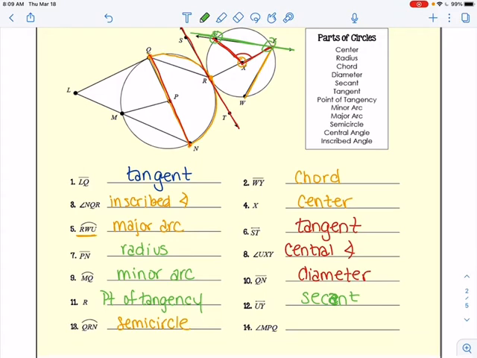And then angle MPQ. MPQ, again, I'll highlight in green, is that angle right there. And again, that angle's vertex is at the center of the circle. So again, that is going to be a central angle. Okay, so just some practice using that vocabulary there.